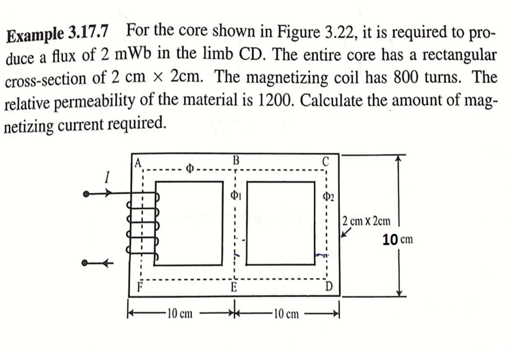So this is the question. For the core shown in the figure, it is required to produce a flux of 2 milliweber in the limb CD. So this is limb CD, that is, this is flux phi 2 milliweber in limb CD. The entire core has a rectangular cross-sectional area 2 by 2 centimeter. Area of core is given. Magnetizing coil has 800 turns and the permeability of material is 1200. Calculate the amount of magnetizing current.